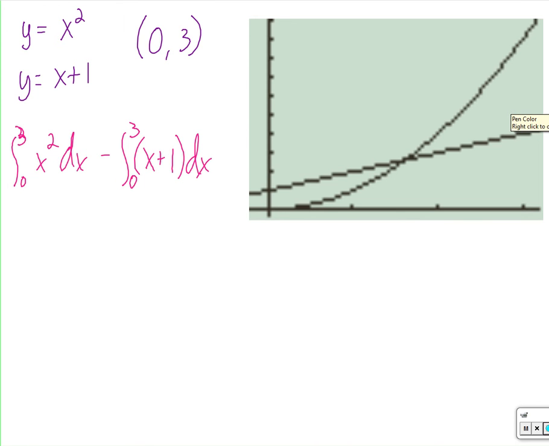Here are the two curves. The two curves are here. If you want to find the area between them, well, there's the area between them and the area between them there. And you want to find that total. Now what's going to happen if I just do this?